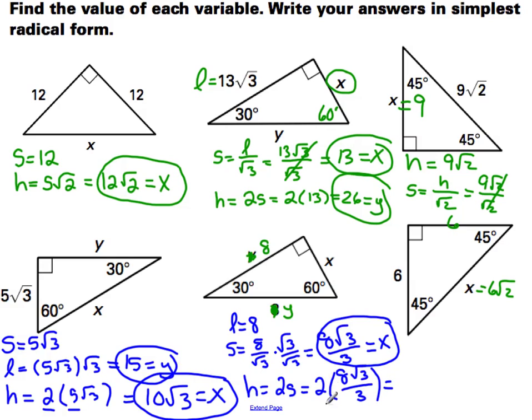Again, when you multiply a coefficient by this, all you do is multiply the coefficient of the numerator. So I would have 16 square root of 3 over 3. Since I can't simplify the 16 and the 3, that's going to be my answer. That's going to be my y value.